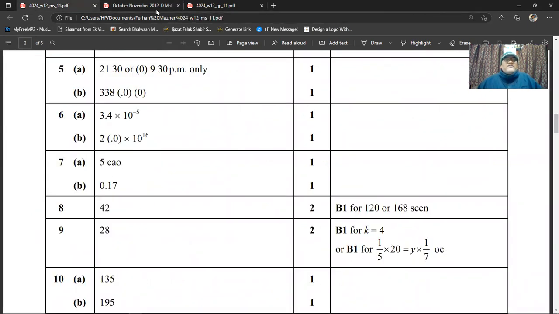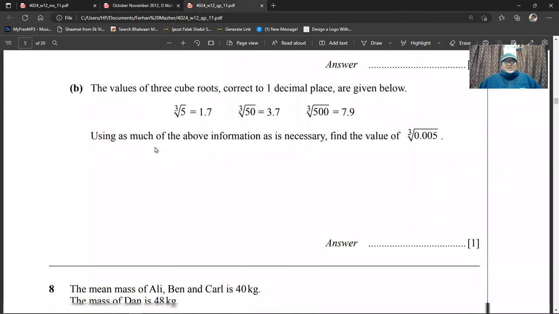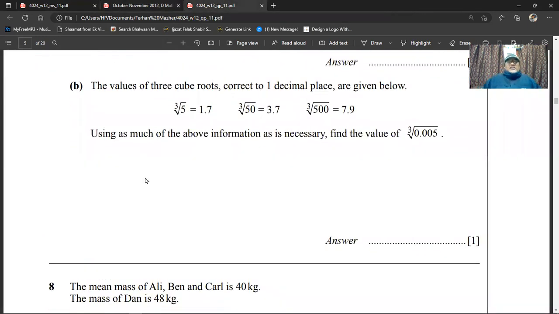Question number 7, A part: 5 is the right answer, sir. The values of the 3 cube roots correct to one decimal place are given below. The cube root of 5 is 1.7, the cube root of 50 is 3.7, the cube root of 500 is 7.9. Using as much of the above information as is necessary, find the value of the cube root of 0.005. So very simple.